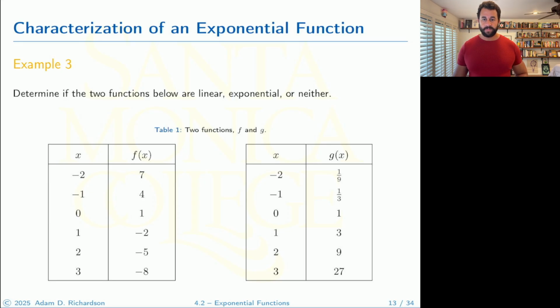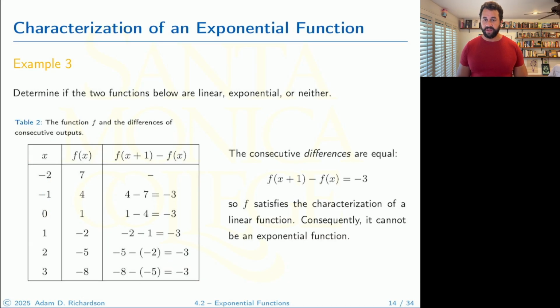Okay. All right, so let's focus on this function first, the function f. And in this case, we're going to look at the consecutive differences. So here I've got a table of what you get when you do the consecutive differences. So we're going to do 4 minus 7, and we get negative 3, right? 1 minus 4, and you get negative 3 also. Negative 2 minus 1 is negative 3. Negative 5 minus negative 2 is negative 3, and negative 8 minus negative 5 is negative 3 again.